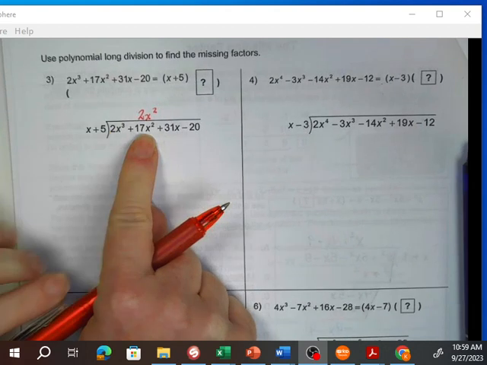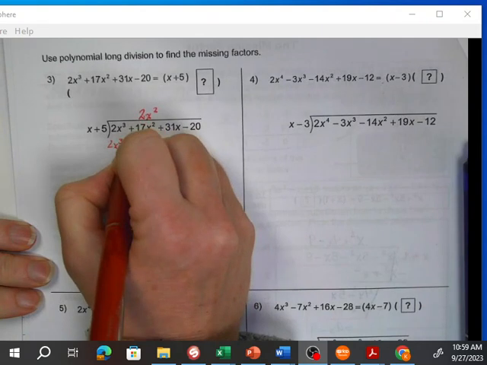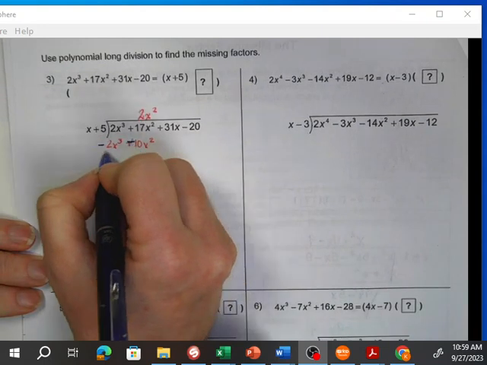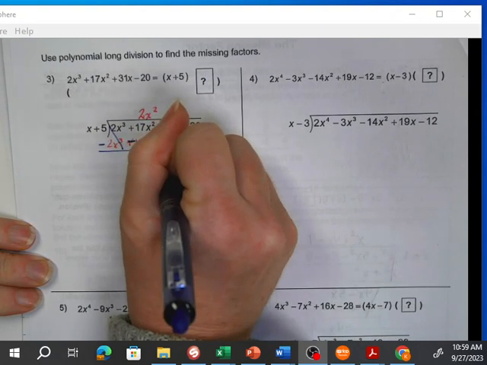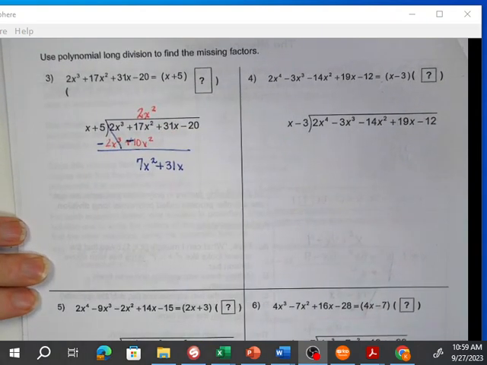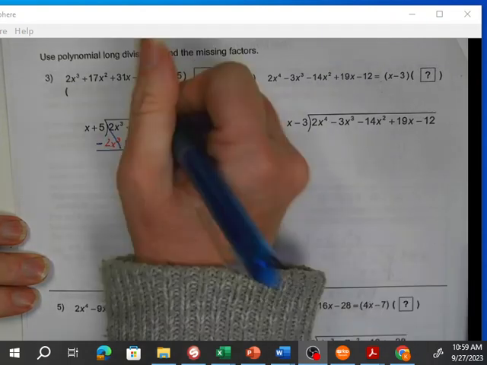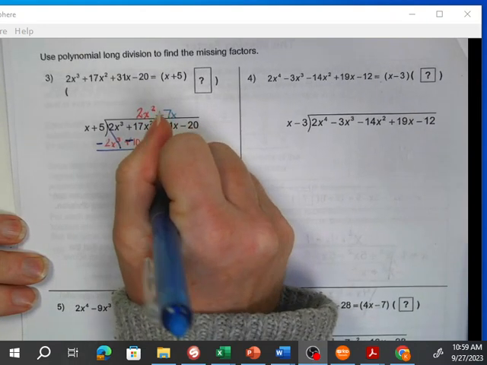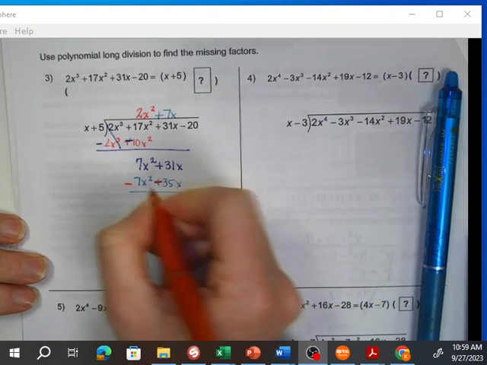Get them lined up. And so now I'm going to multiply 2x squared times x will be 2x cubed. 2x squared times 5 will be positive 10x squared. Change the signs on everything underneath to make it its opposite and add straight down. And you keep going. So what would I multiply x by in order to get 7x squared? 7x. Multiply, that gives you 7x squared plus 35x. Change the signs on everything underneath and add straight down.